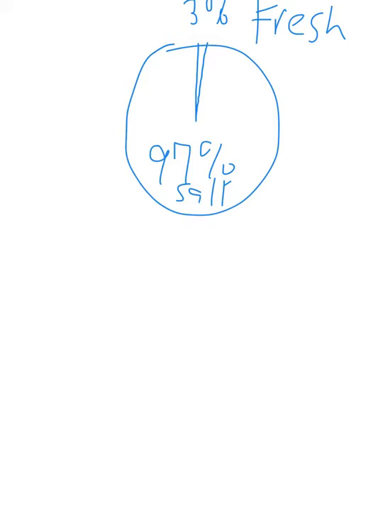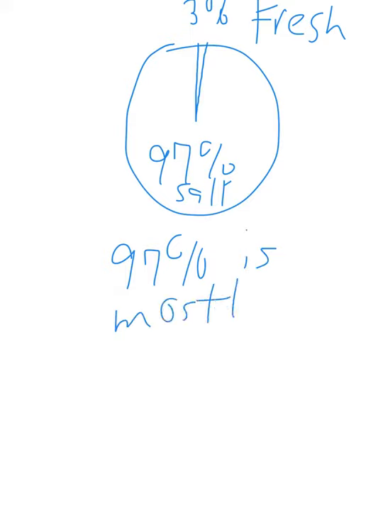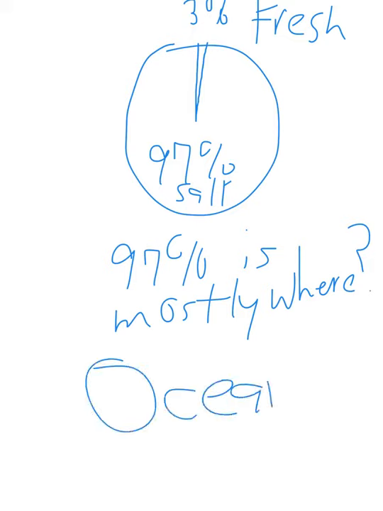So this 97% is mostly where? Mostly where? Of course, the oceans. Now, can we drink ocean water or salt water? No, it'll make you sick. We can't drink it. It'll make you throw up. It's just bad news.